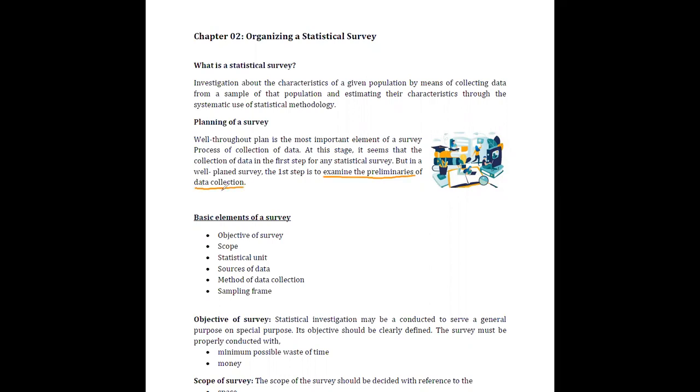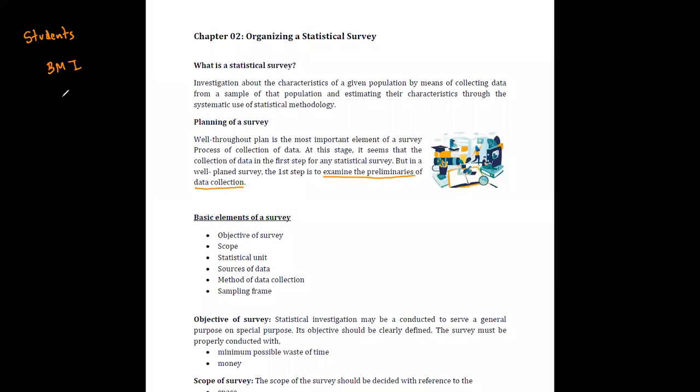Therefore, prior to moving to data collection, what we have to do is well plan our survey. Otherwise, if you just say, okay, I am taking BMI values, then if I take the same example which I have taken previously, here I am having a group of students, and I am going to calculate the BMI value for these students.